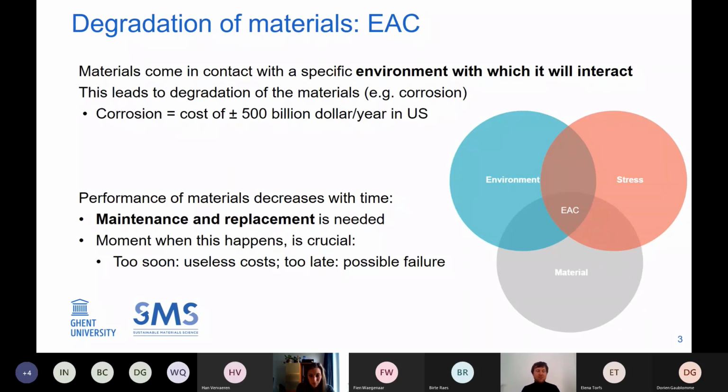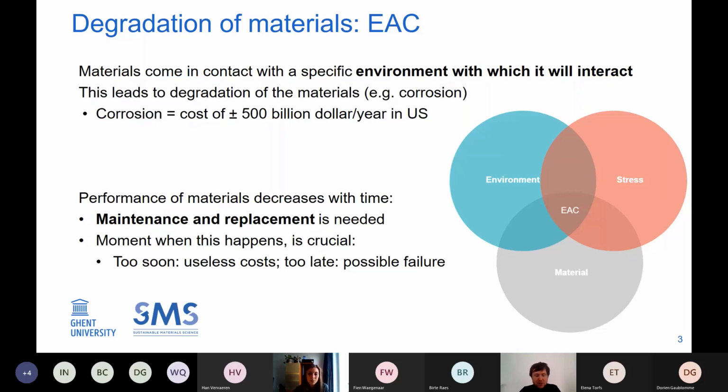What can happen? During lifetime, a material can come in contact with a specific environment. With that environment, the material will interact, and this can lead to degradation of materials. This is known, for instance, as corrosion. And to give you an idea, the cost of corrosion is about $500 billion per year only in the US.